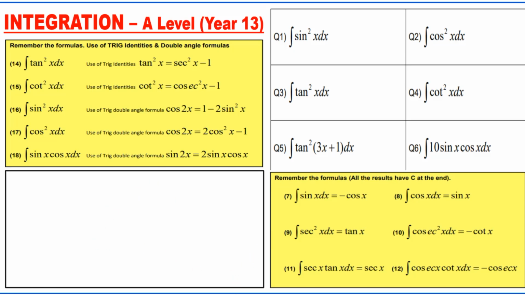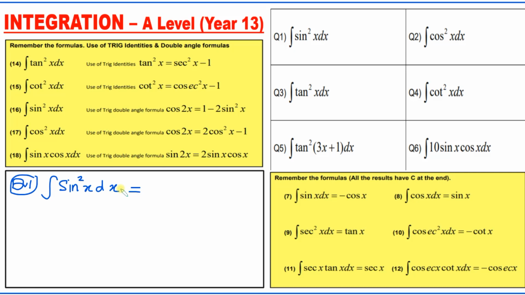Now the next one is sine squared x, pattern number 16 and question number 1. Integrating sine squared x dx. Very important one. When you are integrating sine squared x, there is no ready-made formula available for that.